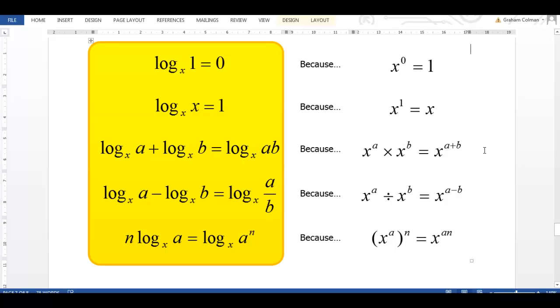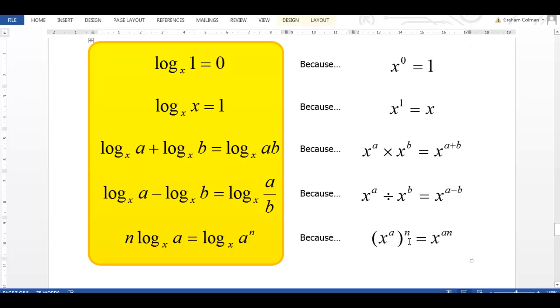Indices are the same: when we multiply, we add. What we find is that if we add two logarithms together, then we can multiply those numbers. Similarly, if we're taking two logarithms away, then we divide, coming back to the same rules. If we're dividing with powers, we take away. If we're multiplying, then we add.